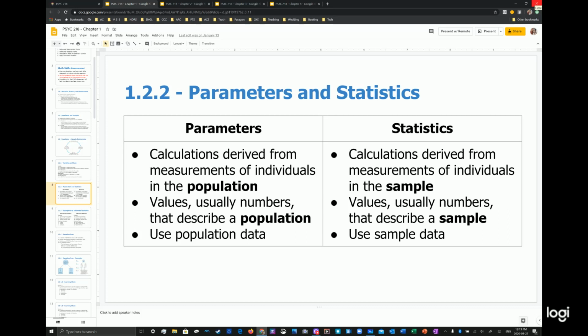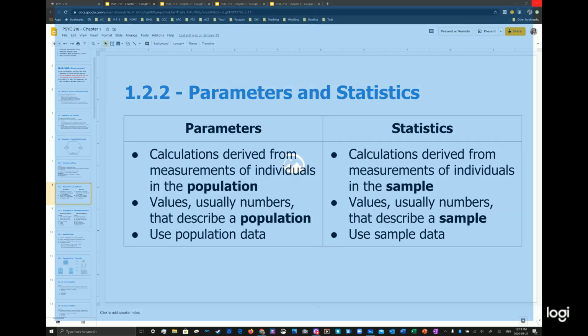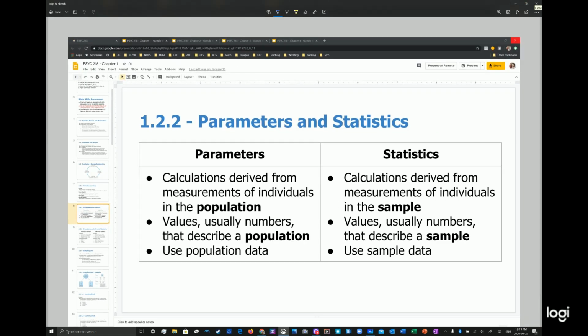So, having distinguished between population and sample, and variables and data, we can combine them and have two new terms. One is for the population and the other is for the sample. The first word here you see on the slide is parameters. Parameters. This word is for population data.